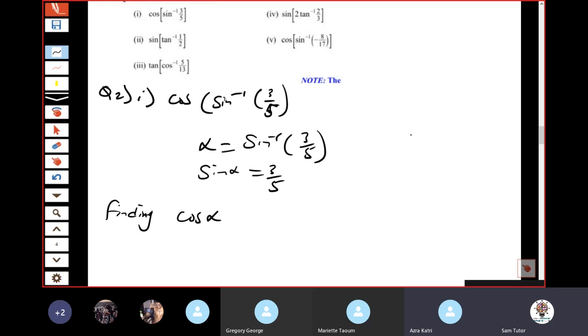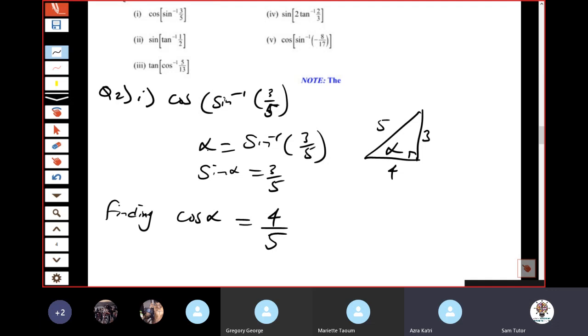So if sine alpha is 3/5, now you can put alpha there, opposite over hypotenuse. You can work out your bottom one. So therefore cos alpha is equal to adjacent over hypotenuse, which is 4/5. Does that make sense? Yeah. All right. Thank you.